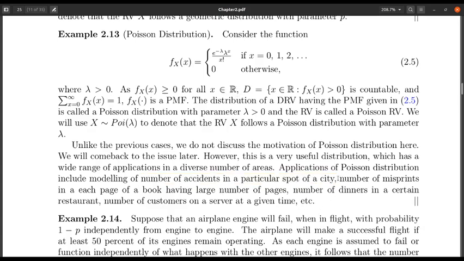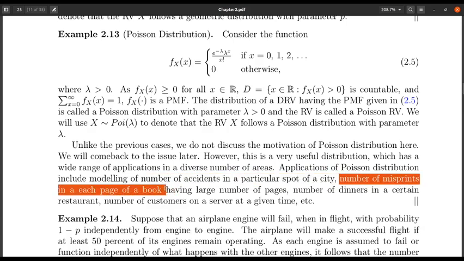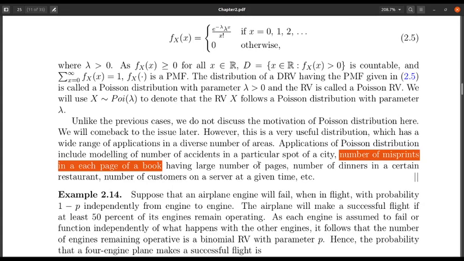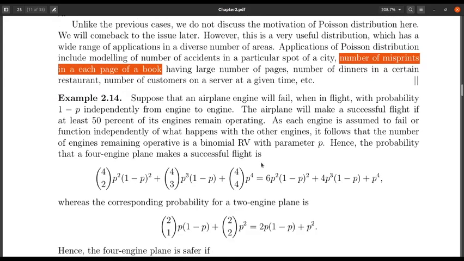Similarly, the number of misprints on each page of a book: there is a large number of words on a particular page, and I am counting the number of mistakes. Success is basically a mistake, so this is a binomial scenario, and as the number of words is very large, n is very large, so I can use a Poisson distribution in this case. So on and so forth. We can use Poisson whenever we have a binomial scenario but n is quite large and p is quite small.